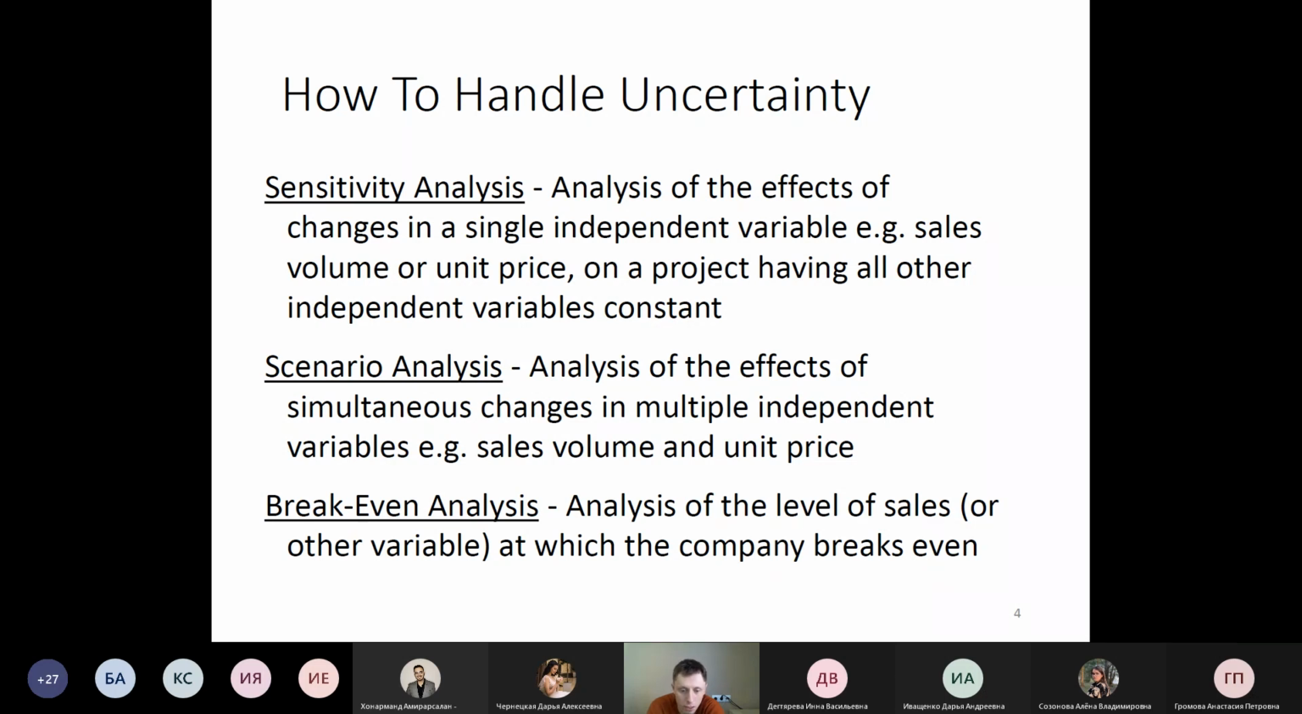Break-even analysis: usually we talk about the level of sales, but not necessarily. It looks for the value of these variables at which the company breaks even, meaning that the profit or net present value gets to zero. So it is the minimum value of sales that makes our profit or NPV equal zero. So at a higher level of sales, the company is getting profitable.